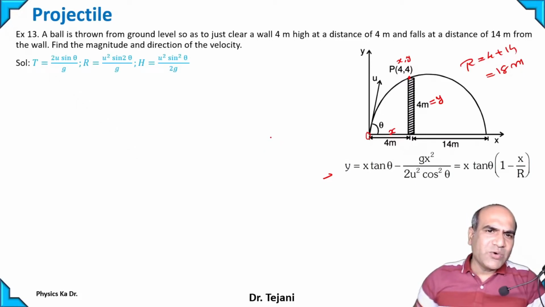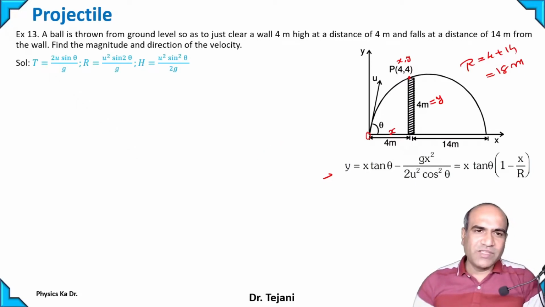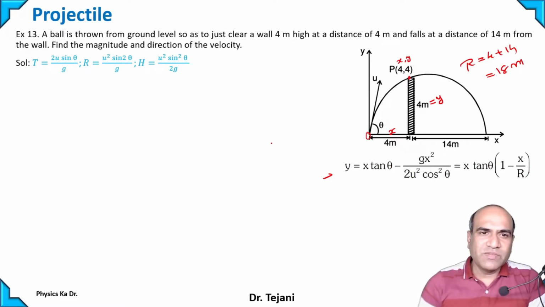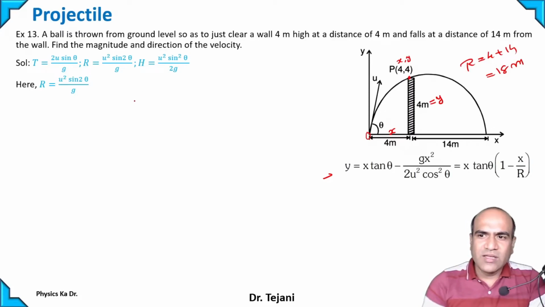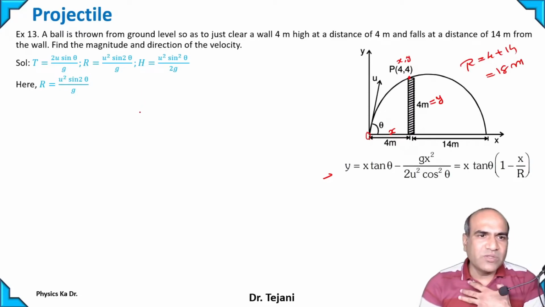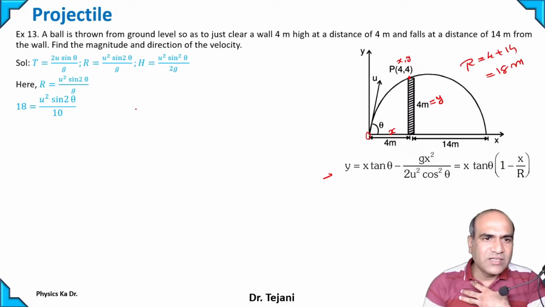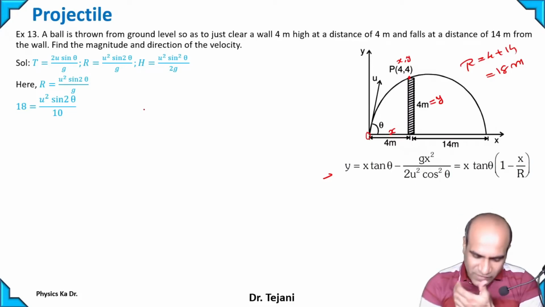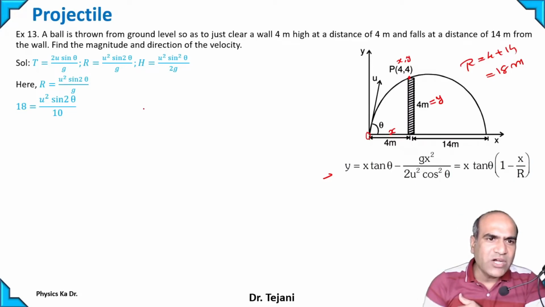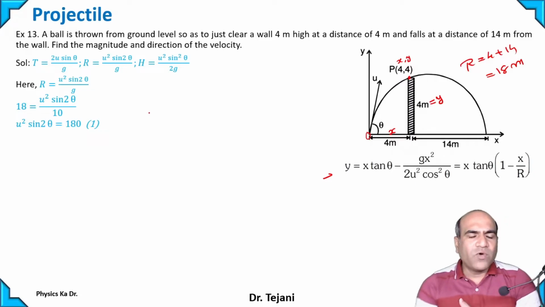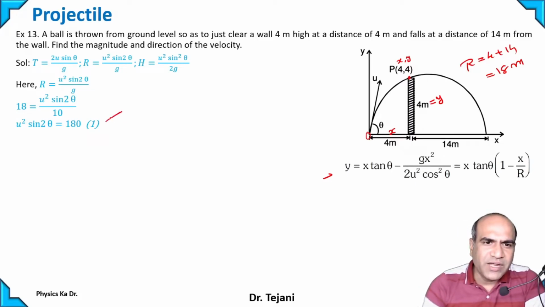So find magnitude and direction of velocity. We have all of these equations. We can use only the equation of range because range is known. R is equal to 18 meter, g is 10. We don't know any other value. So u square is equal to 180 over sin 2 theta. Give this the equation name 1.